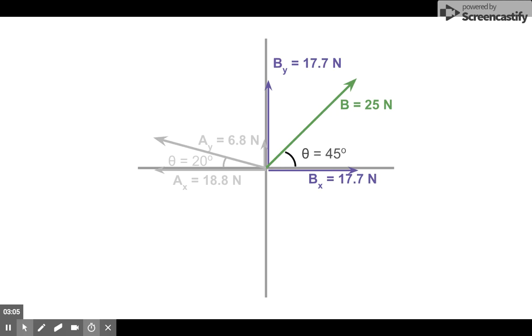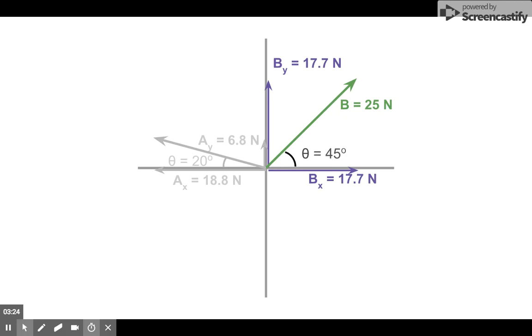I'm going to resolve it into its two components, which I've done already. I did this using the sine and cosine functions again. Since this angle is 45 degrees, we end up with an x component and a y component that are both equal, and those are 17.7 newtons.